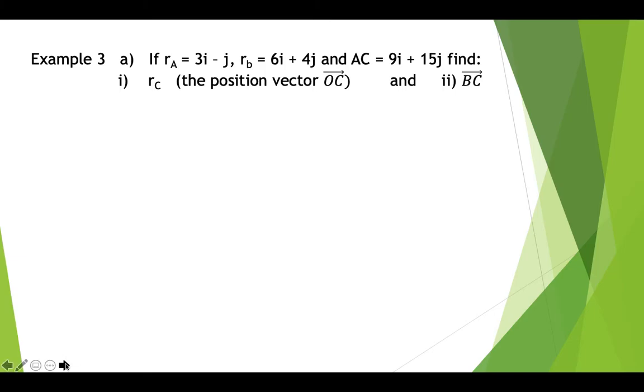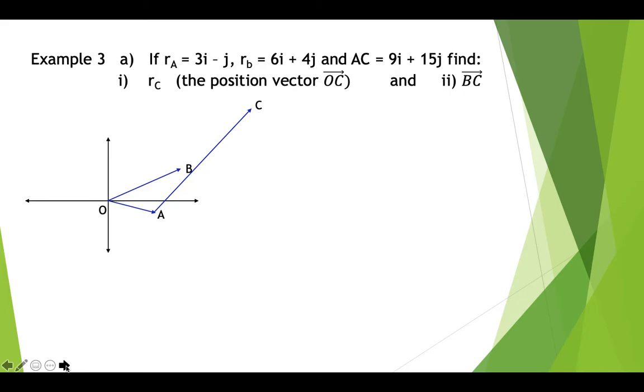So we want to use our position vector A and position vector B, and the fact that AC, the direction vector, is 9i plus 15j, we want to find the position vector of OC and then BC. So let's look at what we've got. So we've got our position vector A, position vector B, and we're told AC is 9i plus 15j.